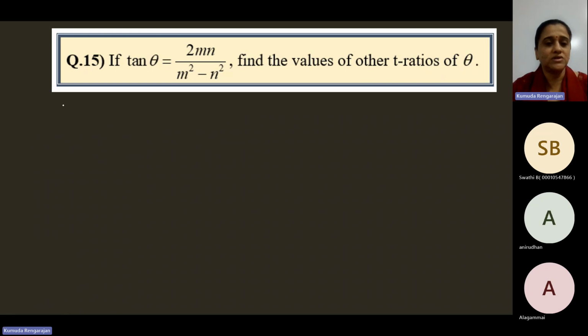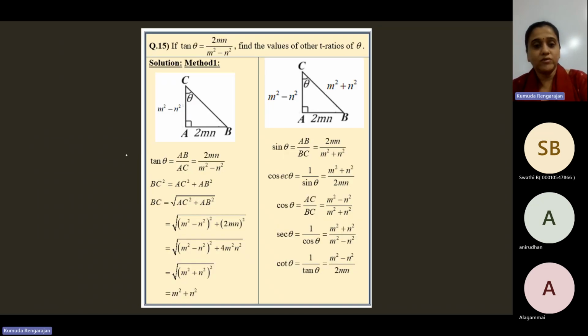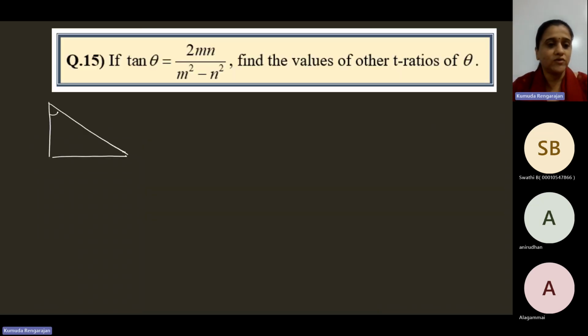You'll have to put this information in a right triangle. Or if you take this one as theta, or if you take this as theta.